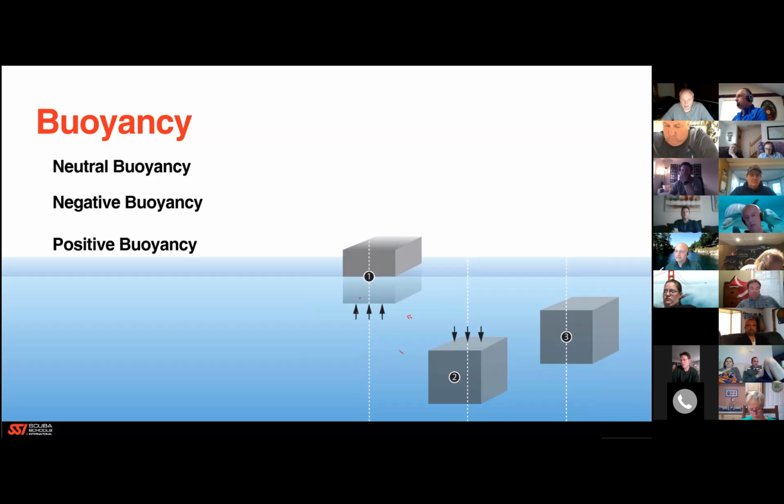Negative buoyancy: if you take a stone and throw it into a pool of water, it's of course going to drop to the bottom. Negative buoyancy. And neutral buoyancy is what we all try to achieve. A well-trimmed, weighted diver would want to be in the water column and neutral, not rising nor falling. Another way to look at this is if you take an object and put it down into the water column, it won't rise, it won't fall. It'll stay right there. So that's buoyancy.